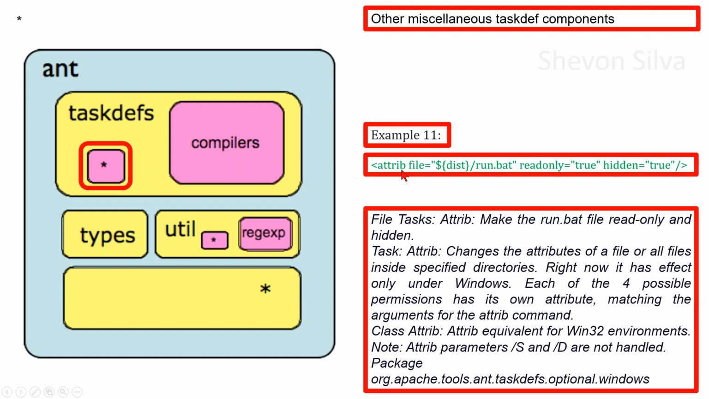Each of the 4 possible permissions has its own attribute matching arguments for attrib commands. With regard to the API, the class Attrib is the equivalent for Win32 environments. Note: attrib parameters /s and /d are not handled. This is in the package org.apache.tools.ant.taskdefs.optional.windows.